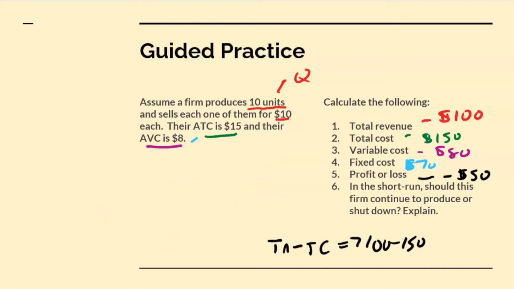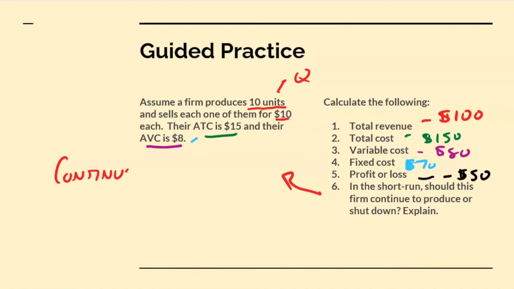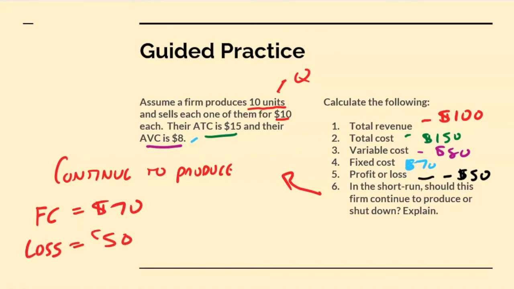Let me finish erasing everything real quick. Well, here, and number 6 is going to be over here, what we are going to say is that the firm should continue to produce. So why should the firm continue to produce? Well, remember, let's look at our fixed costs. Our fixed cost is equal to $70. And then this firm is making a loss of $50.